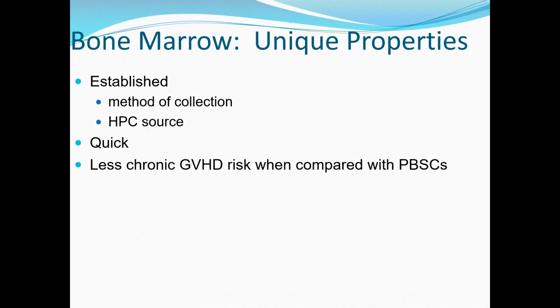The bone marrow unique property. So establish the method of collection and the HPC sources. It is a quick procedure, and it is less for the chronic GVHD, and it compares with the PBSC.